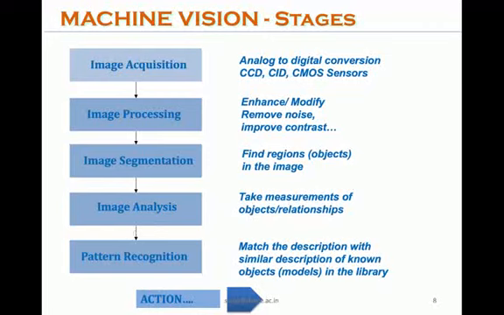Again, after this analysis, pattern recognition can be done. That means matching the description with the similar description of known objects or models that is already stored in the memory. The information stored in the memory is one pattern, and that pattern is identified by comparing with something else. So once the pattern is also identified, we will go for action. That means the system can be utilized for certain action, or it can be stored in the memory, or it can be shown back, as we have seen in the previous session.